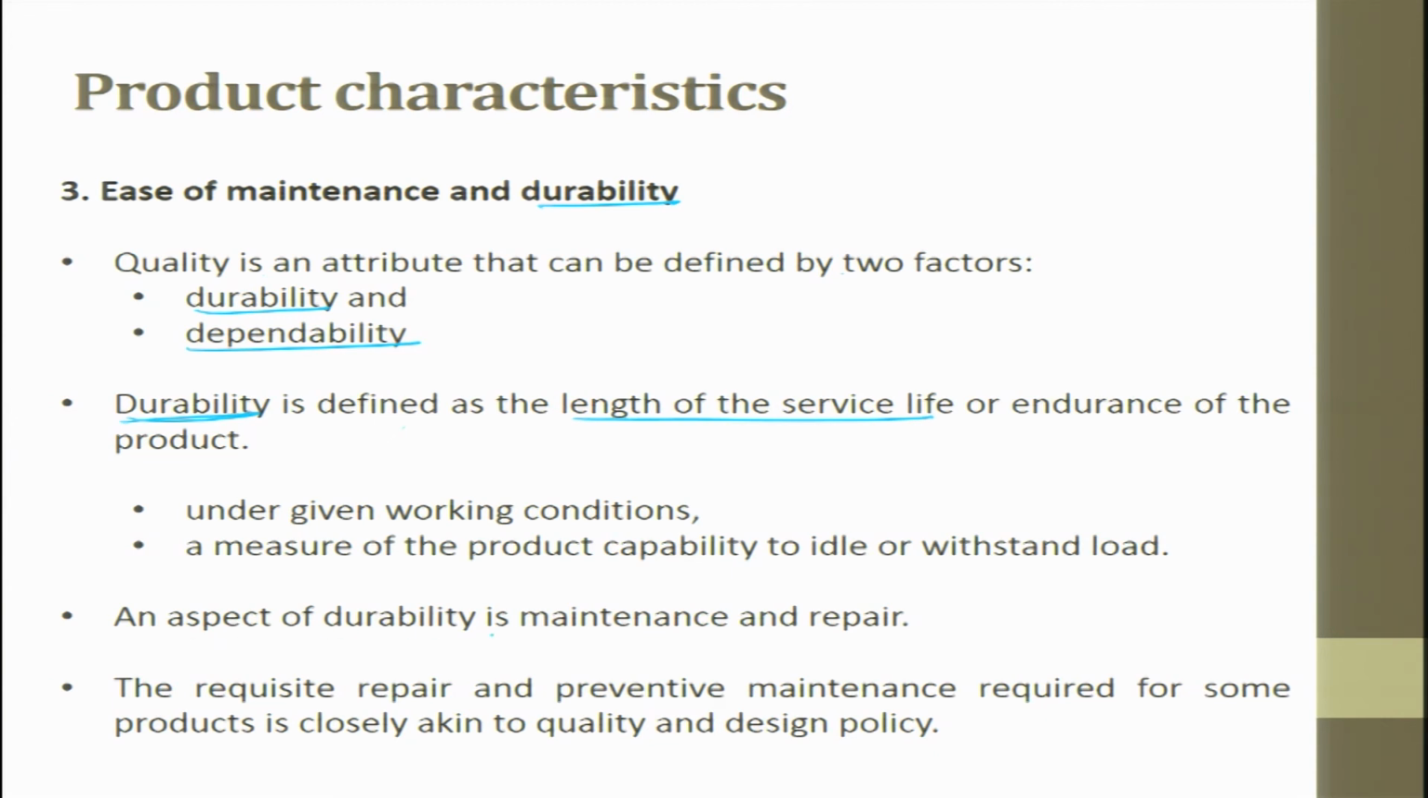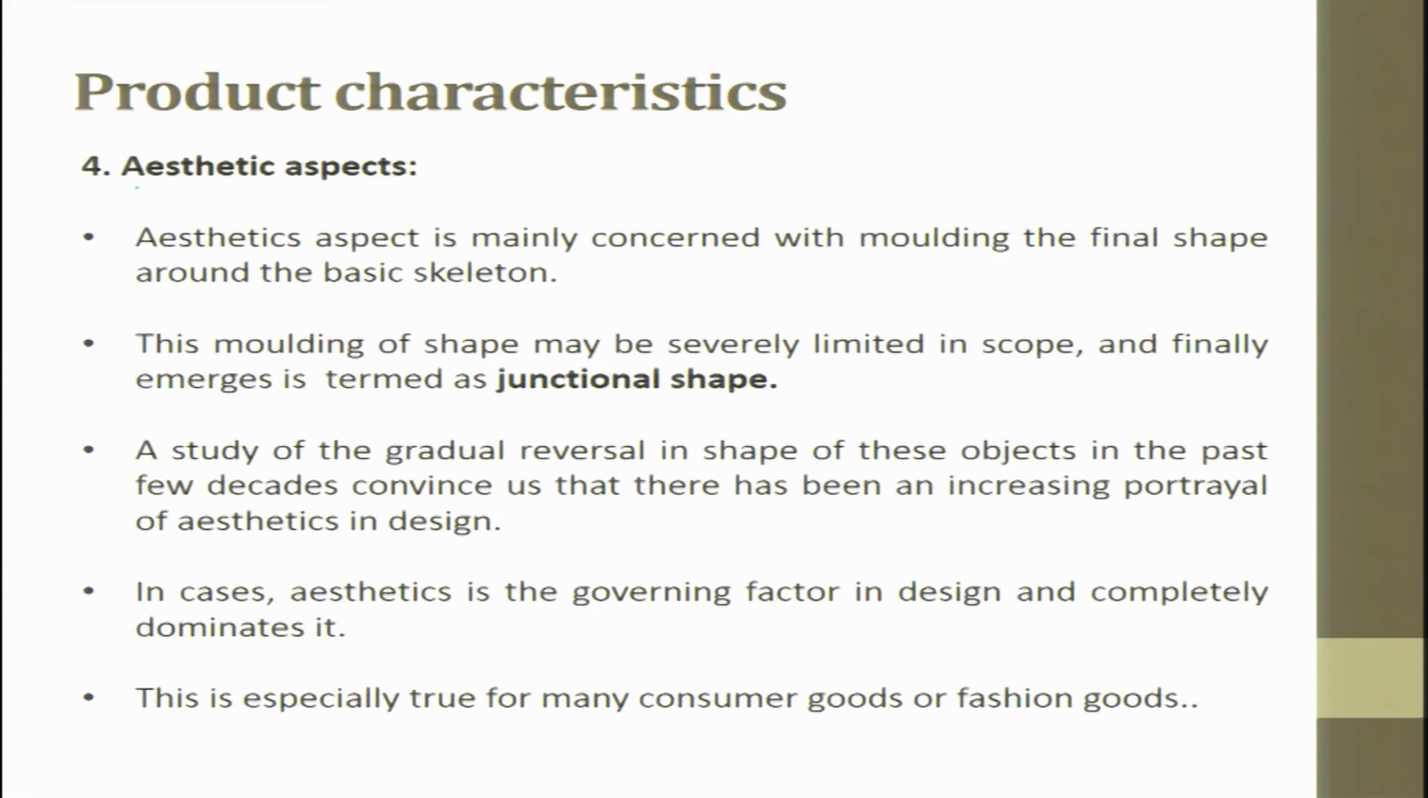An aspect of durability is maintenance and repair. The requisite repair and preventive maintenance required for some products is closely akin to quality and design policy. Aesthetics: we can't drop aesthetics and say that without aesthetics my product will do good, but that is not possible today. Aesthetics is also important. The aesthetic aspect is mainly concerned with molding the final shape around the basic skeleton, but still that plays an important role, right. This molding of shape may be severely limited in scope and finally emerge in terms of functional shape.